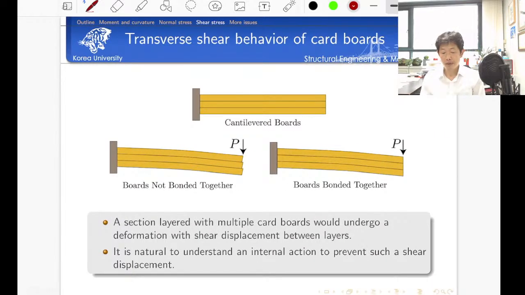Before we talk about the shear stress, the formula for the shear stress, let's try to have an overall figure intuitively. It is always important to understand the problem intuitively. Okay. So let's consider a cantilever beam made from cardboard papers. Okay. For example, okay, wait a second, please.